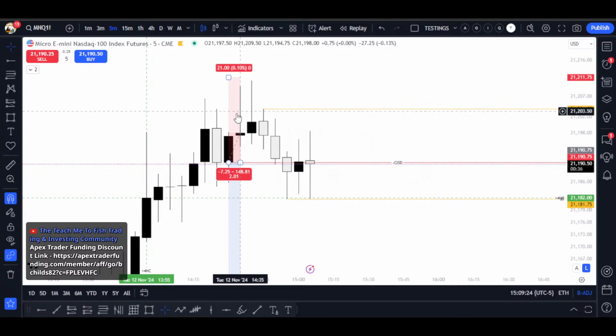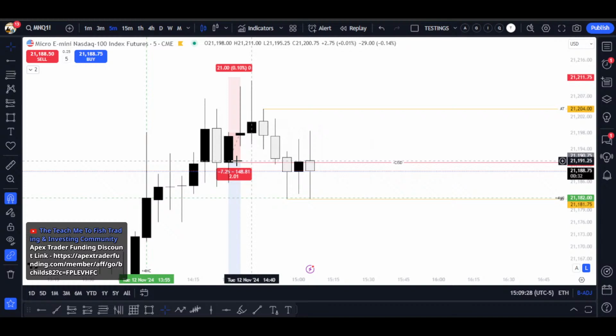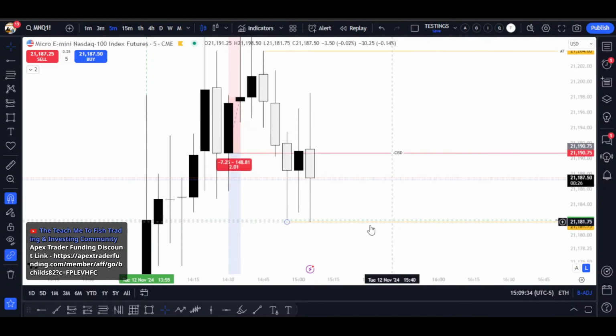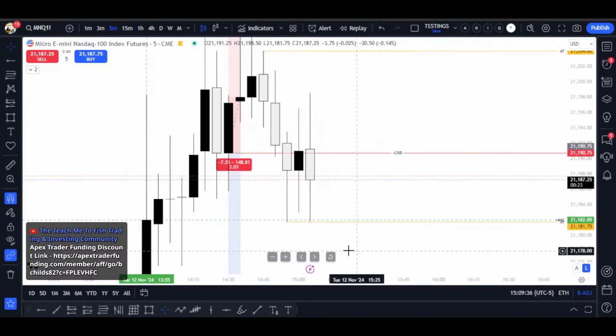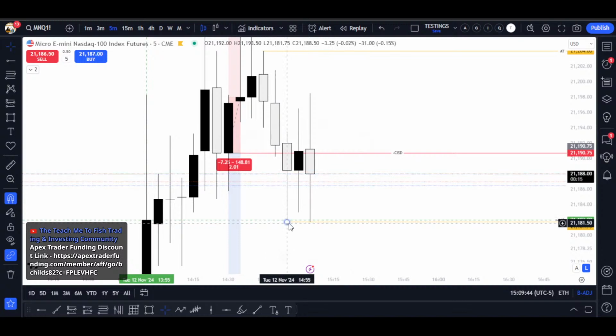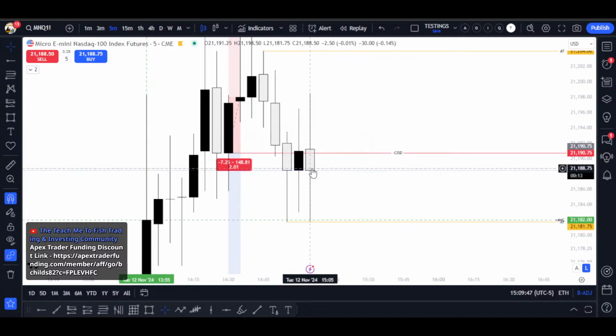So far, the hypothetical change in state of delivery trade is kind of holding. So, did we get down to 181.75? Yeah, we did. So that algo target has been met. Let's see how this candle closes.